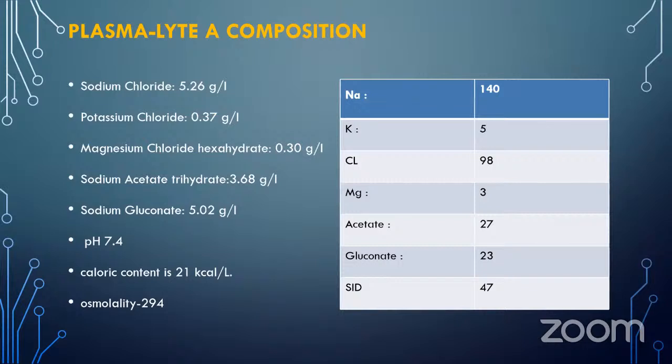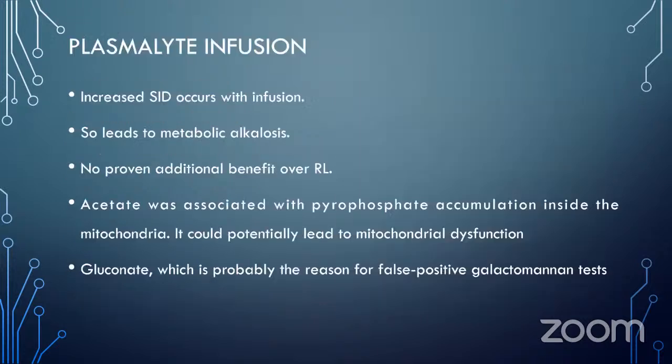So coming to your favorite Plasmalyte composition, the electrolytes being sodium 140, potassium 5, chloride 98, the acetate is 27 and the gluconate is 23. If you calculate the strong ion difference, it's coming close to 47, which is the physiological range. It contains sodium chloride, magnesium chloride, potassium chloride, and sodium acetate. The pH is 7.4 and the osmolarity is 294.